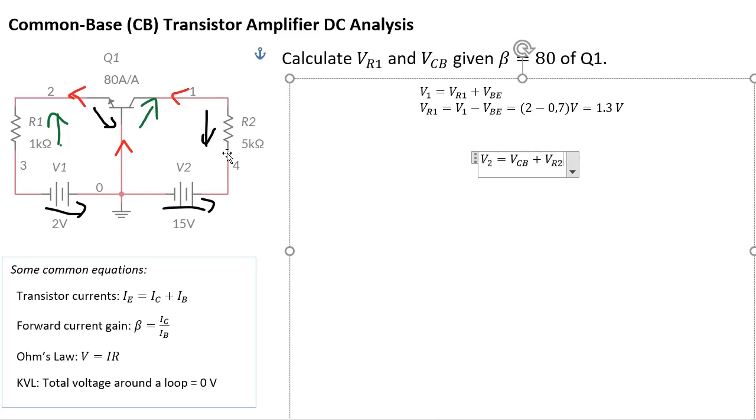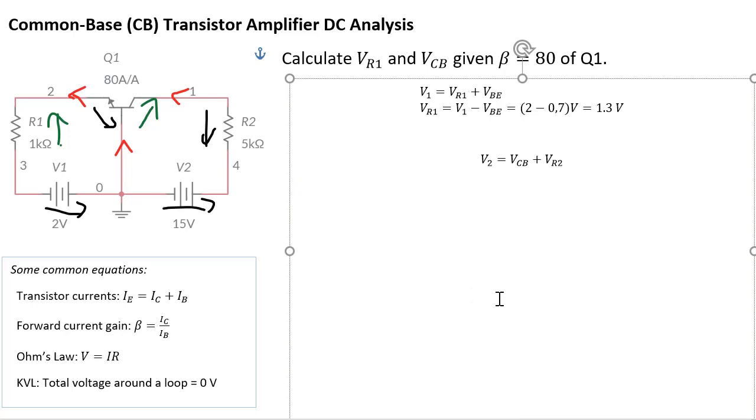VR2. All right, so that's the equation on the right-hand loop. What we want is, of course, VCB. What we don't know is VR2. So how do we work out VR2? If you look at VR2, it needs IC, because IC is the one that is going through R2 and then going into the collector terminal. So we need to work out what IC is. Well, how do we work out what IC is? We're going to use these two equations, combine them in order to work out what IC is.